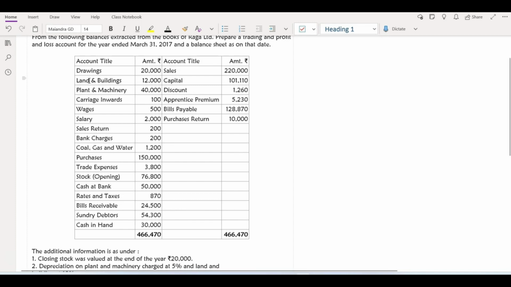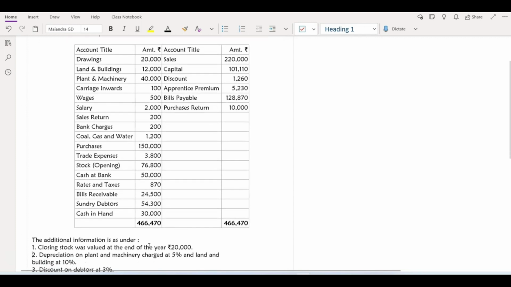Drawings, land and building, plant and machinery, carriage inward, wages, salary, sales return, bank charges, coal, gas and water, purchases, trade expenses, stock opening, cash at bank, rates and taxes, bills receivable, sundry debtors, cash in hand. I can see here there are multiple direct expenses: carriage inward, wages, coal, gas and water. And then on the credit side, sales, capital, discount, apprentice premium, bills payable, purchase return. These are the items given.